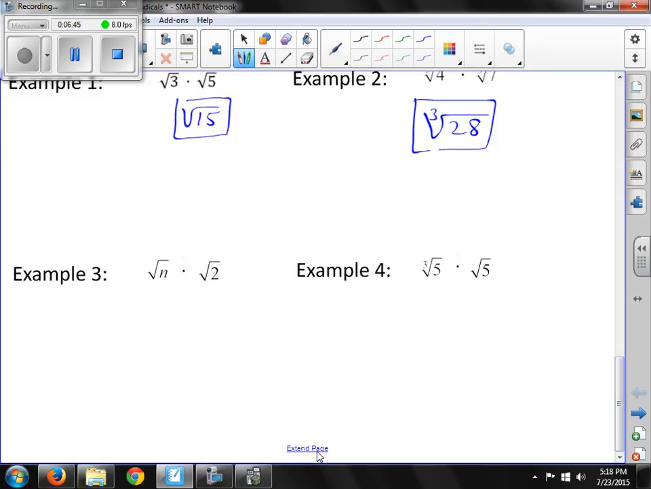Example 3, these are both square roots. The square root of n times the square root of 2 would be the square root of 2n. Final answer. Now in example 4, that is the cube root of 5 times the square root of 5, and we're not going to do problems where we multiply cube roots times square roots. They're a little bit too involved, so we're not going to simplify this one.